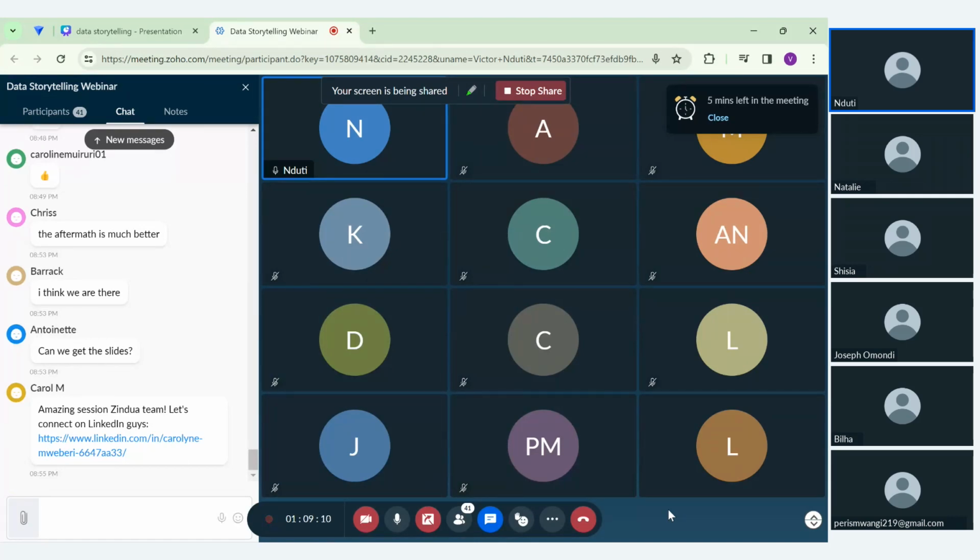So those few tips will go a long way to helping us improve our visualizations as we work on these other aspects of maybe communication, etc. Just to have a wholesome experience or a wholesome improved experience in our data storytelling.